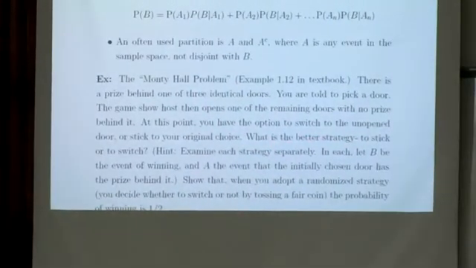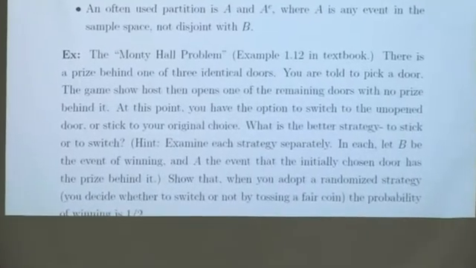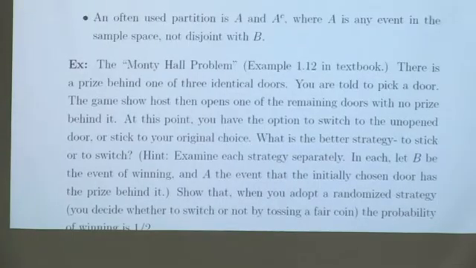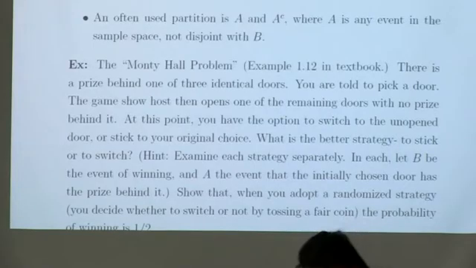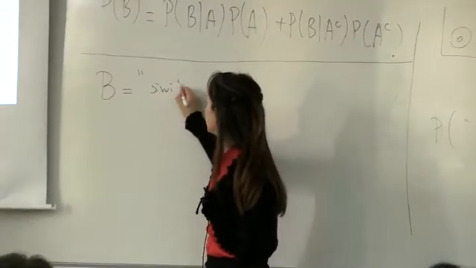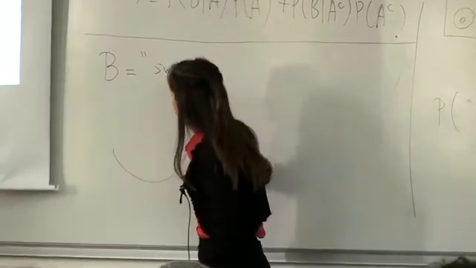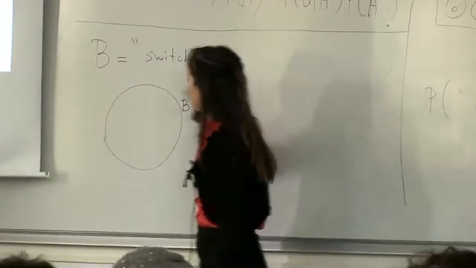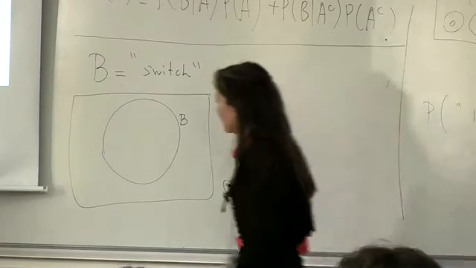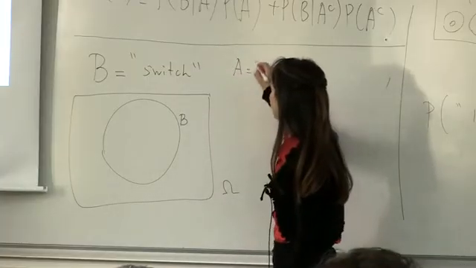So the first question is, what is the better strategy? To switch or to stick to your original choice? What is a better strategy? Okay, so let's try to use the language of probability theory for this example, and in particular, let's try to use the total probability theorem. So I'm going to define the event B as the event of switching. Okay, so this is the event B. And of course, outside the event B, which is B complement, is keeping my original choice. Now, I'll also define the event A as the event of winning.